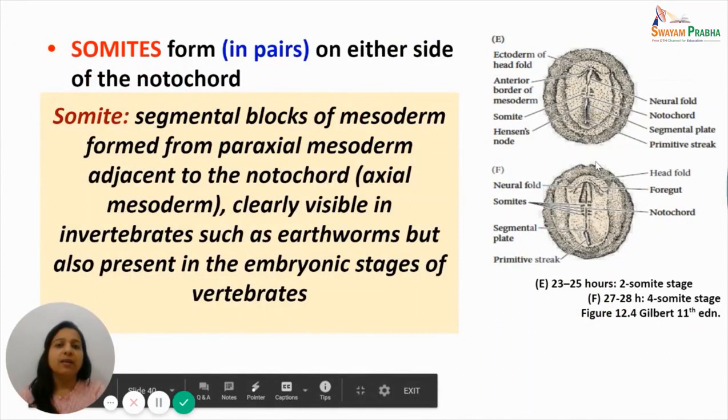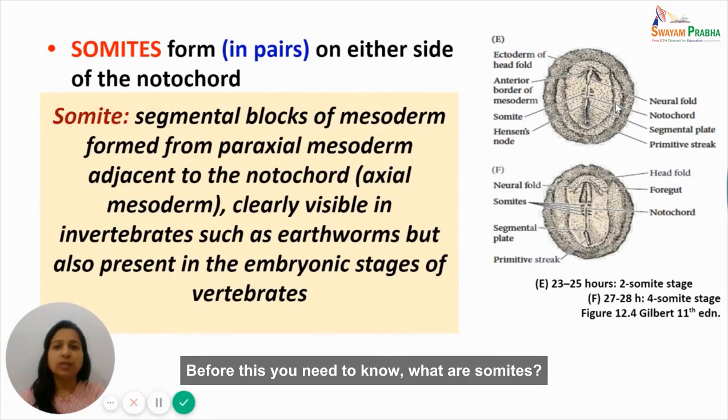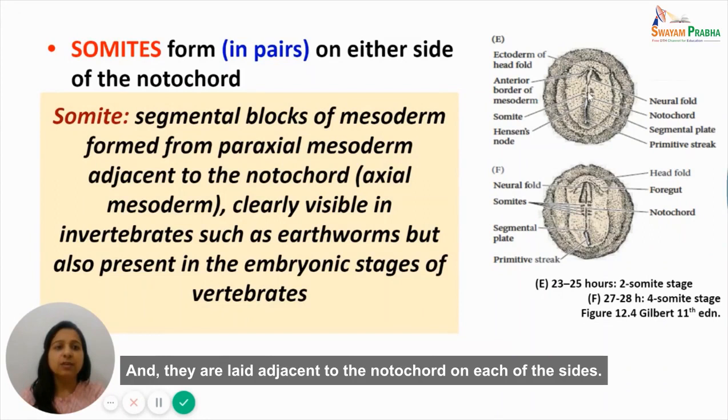The somites also form in pairs on either side of the notochord as it is being laid down with the regression of the Hensen's node. Before this, you need to know what are somites. Somites are actually the segmental blocks of mesoderm, which are formed from paraxial mesoderm, and they are laid adjacent to the notochord on each of the sides.